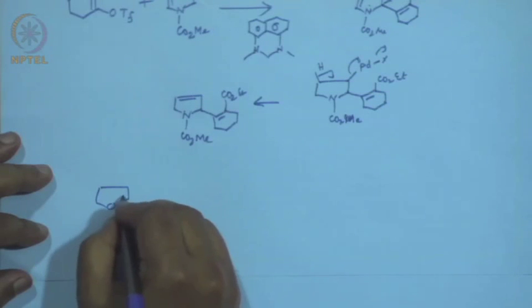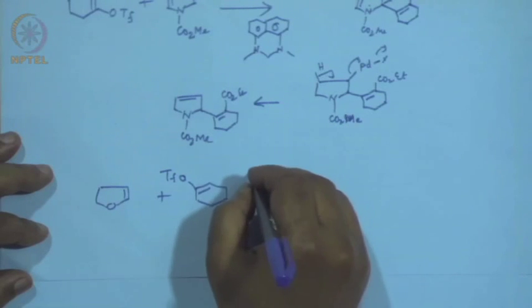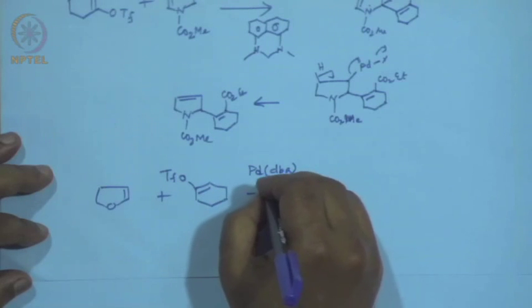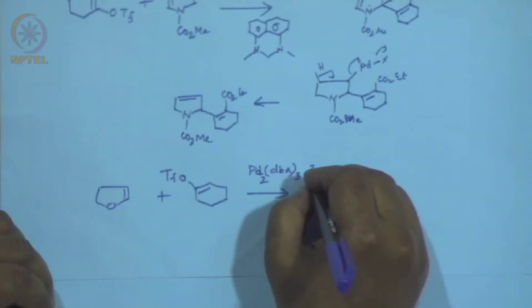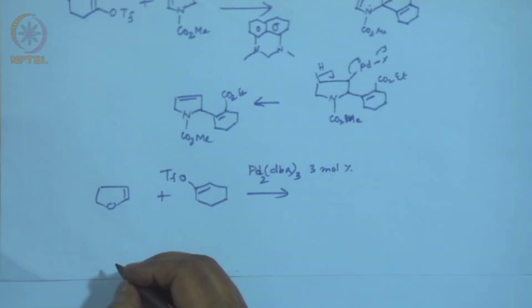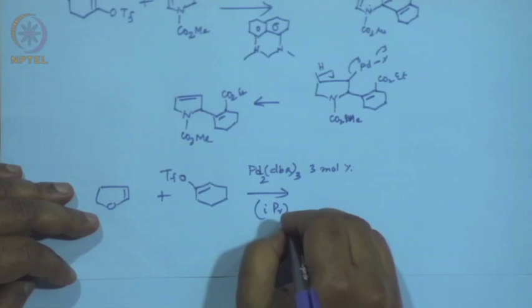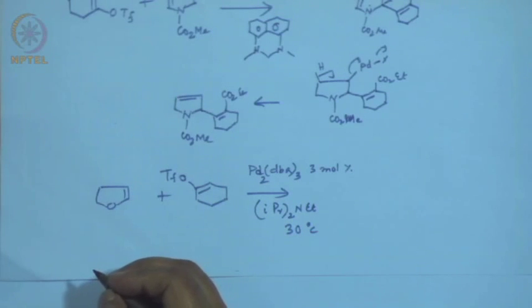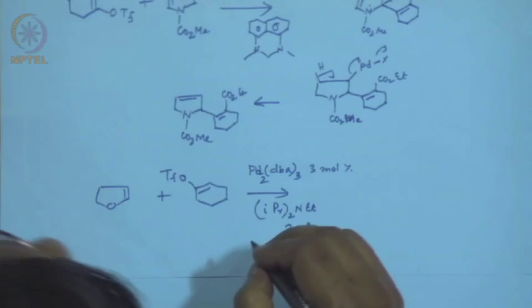Let me give you one more example from the 5-member heterocycle. You have a dihydrofuran and a triflate like this, and do this reaction. In this case, palladium DBA, dibenzylideneacetone, palladium DBA. This is only 3 mole percent. Mind it, the percentage requirement of the catalyst is very little. And then diisopropylethylamine, and the temperature is only 30 degrees, sort of like room temperature. And again, a base is required, an amine base. This is sometimes called Hunig's base.